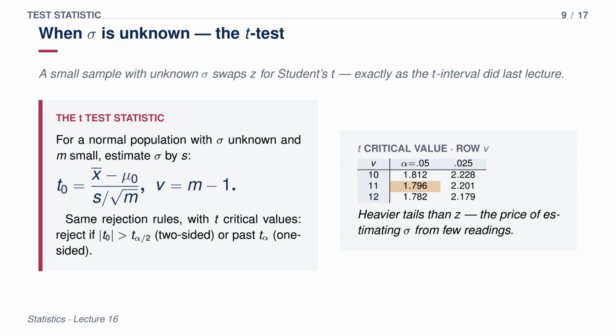At v equals 11, the 0.05 column gives 1.796. Heavier tails than the normal, that's the price of estimating sigma from just a few readings. And as v grows large, the t-curve quietly returns to the normal, and T alpha slides back towards Z alpha. Big samples, and the distinction melts away.